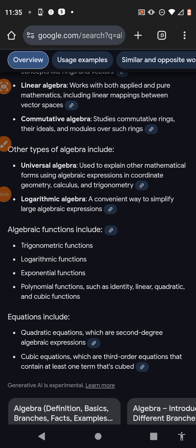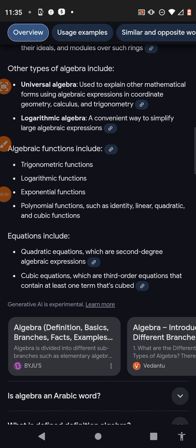And then you have logarithmic algebra, a convenient way to simplify large algebraic expressions. Okay.